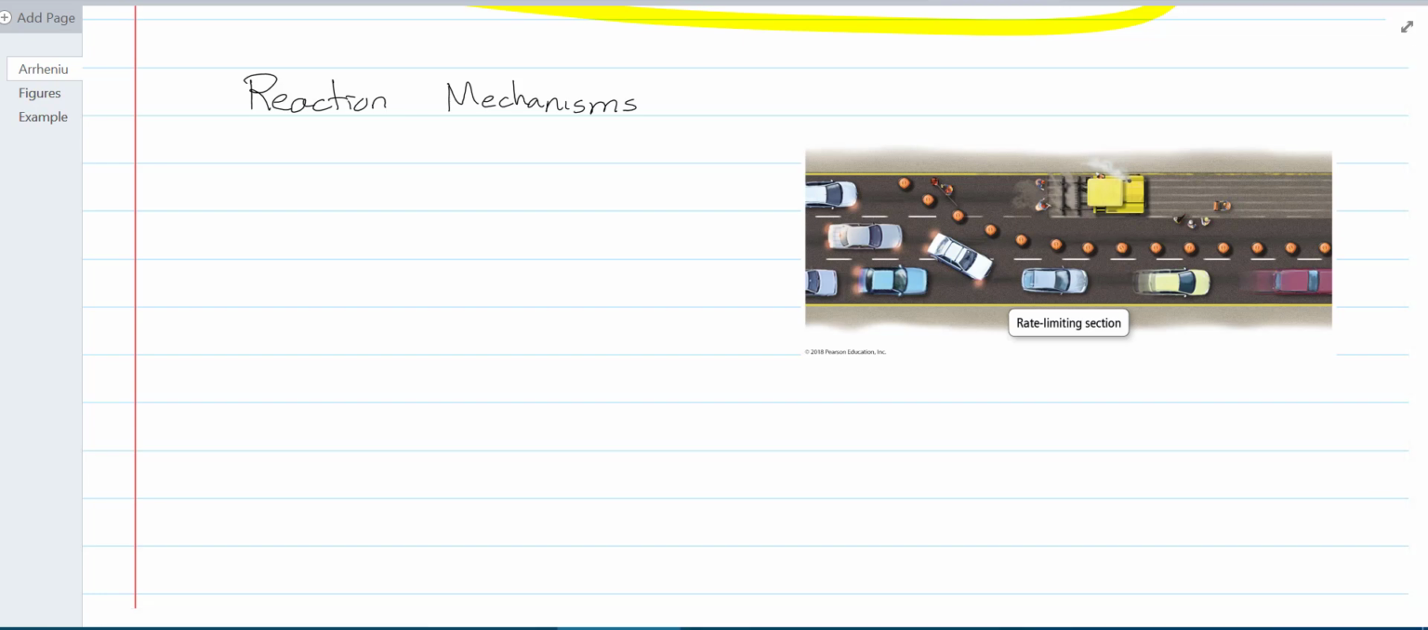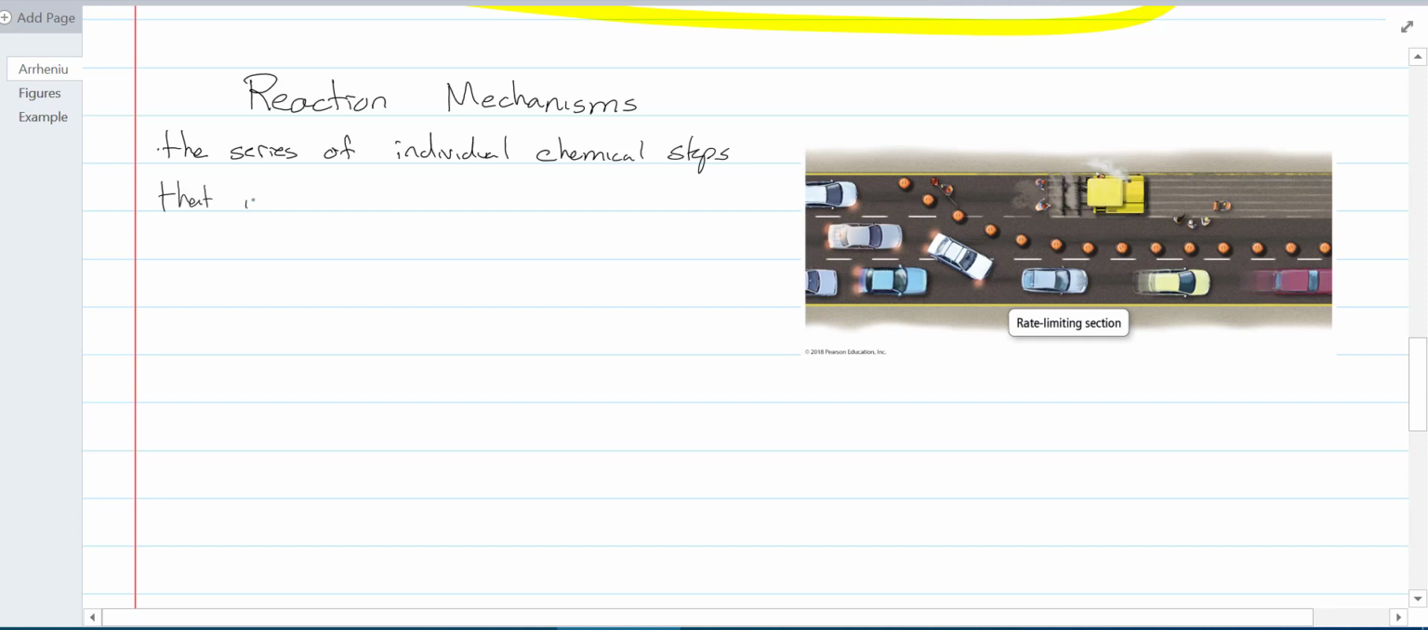Reaction mechanisms. And this would be the sequence, or the series, of individual chemical steps, that is the sequence of bond breaking and bond making.